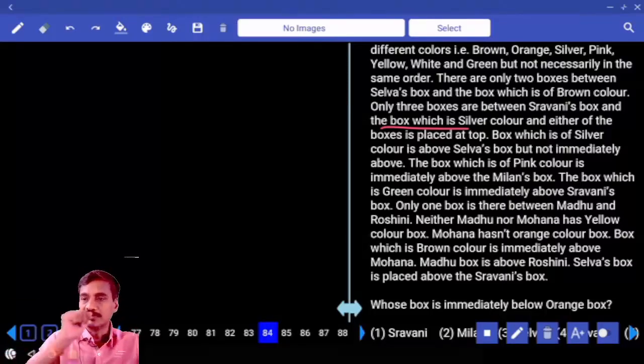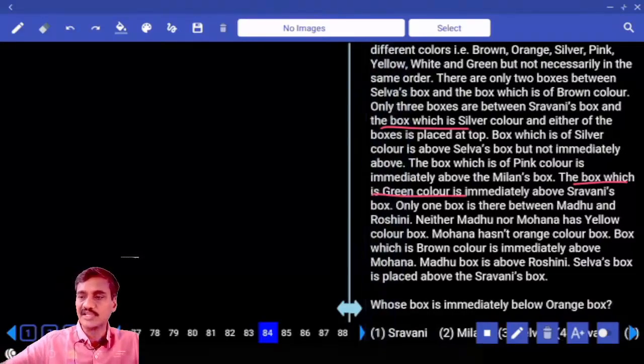క్లియర్? అండ్ ఇన్ దిస్ వన్ నౌ ఓన్లీ 3 boxes between Shravani's box and silver box. Either of these 2 boxes is at the top అన్నాడు. అయితే సిల్వర్ బాక్స్ టాప్లో ఉండాలి, Shravani's box must be at the top. క్లియర్? కనుక ఎన్ని పాసిబిలిటీస్ వస్తాయి? 2 possibilities. And out of which we have one more important information.